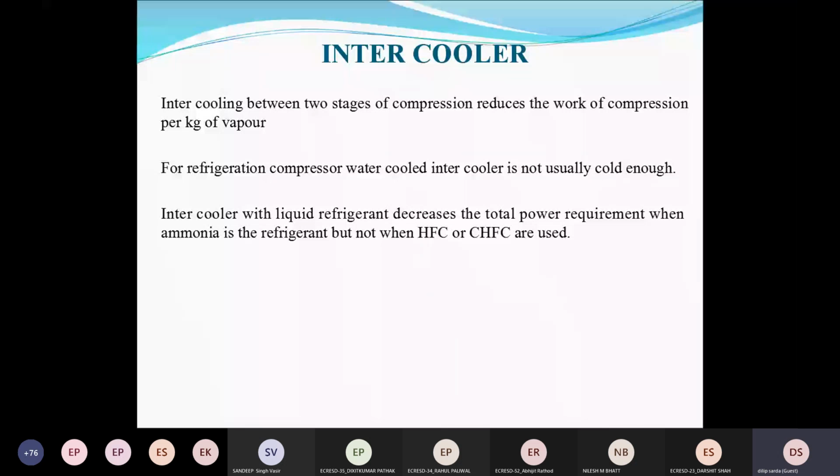Intercooling with the liquid refrigerant decreases the total power requirement when ammonia is the refrigerant, but not when HFC or CFC are used, because there is less superheat in this type of refrigerant. But ammonia has more superheat, so it reduces the volume and appreciably reduces the power requirement.